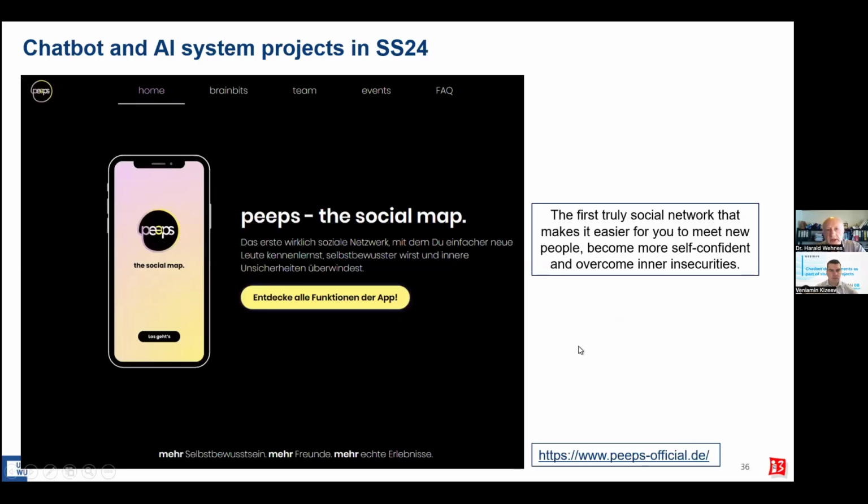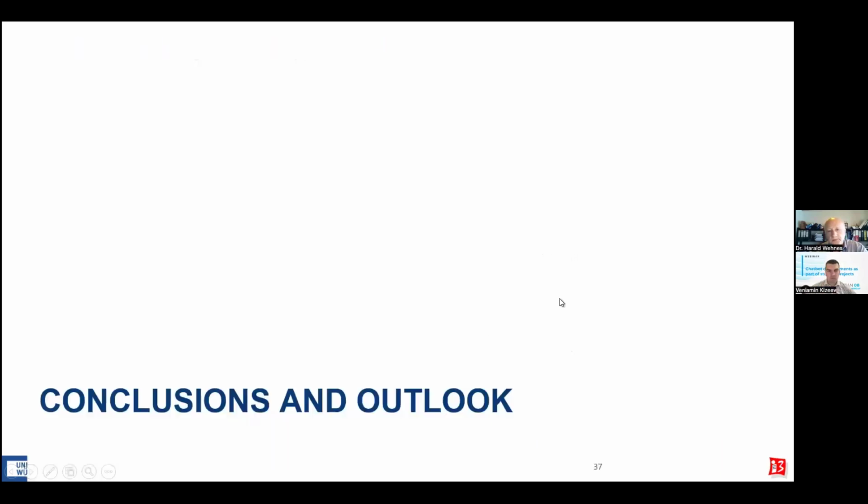And another application, Peeps Social Map. That's a truly social network that makes it easier for you to meet new people, becoming more self-confident and overcome inner insecurities. So a project that the students still work on, or some of them, not all of them, still work on.